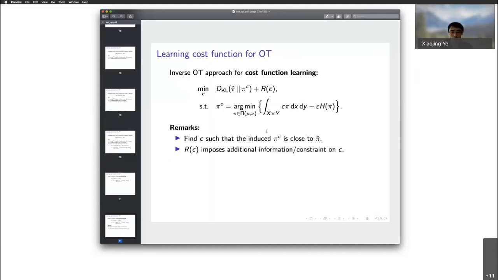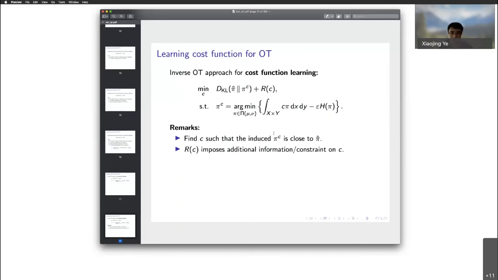The feature of this is that we want this pi_c to be close to the observation. At the same time, we want to add certain regularization, since this problem by itself is underdetermined. We can find infinitely many costs such that they induce the same pi_c, and they're all going to match this pi hat very well. So we're going to impose certain regularizations or constraints on this c later.